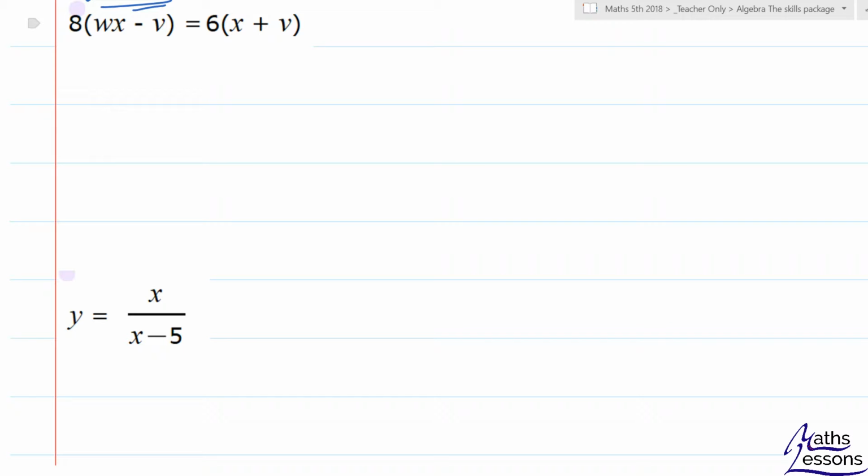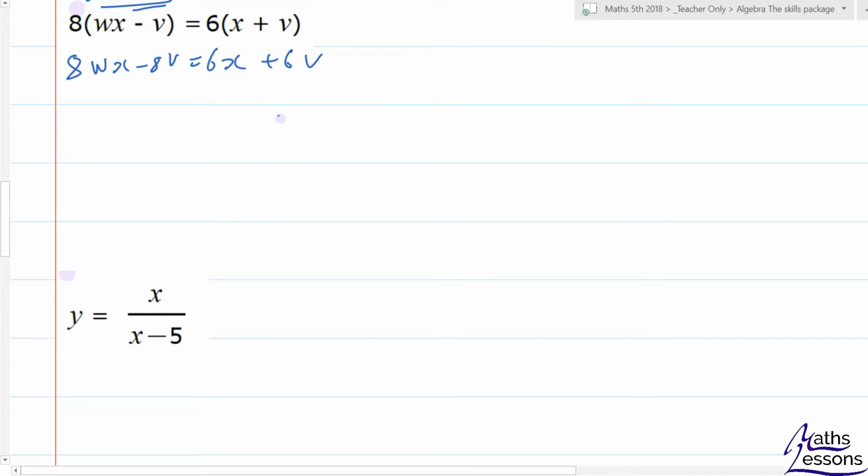Right, let's start off. I think multiplying out the brackets is the best starting point. 8wx minus 8v. We could divide it all out by 2 to make it down a little bit, but it doesn't really make much difference to the amount of work we've got to do. 6 times x plus 6 times v.